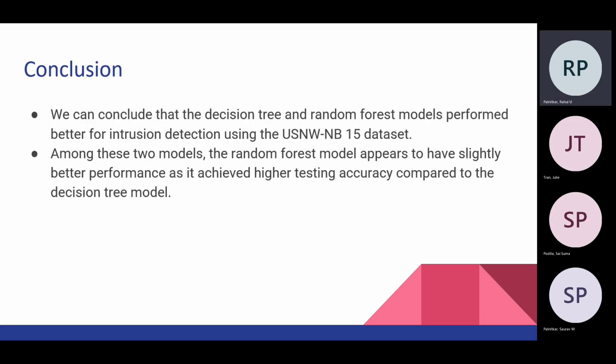And moving on to the conclusion, we can conclude that the decision tree, as you saw, had better accuracy scores compared to KNN. And out of these two, again, random forest was slightly better, having 0.02 higher accuracy. So you can conclude that random forest performed the best for intrusion detection for the UNSW dataset.